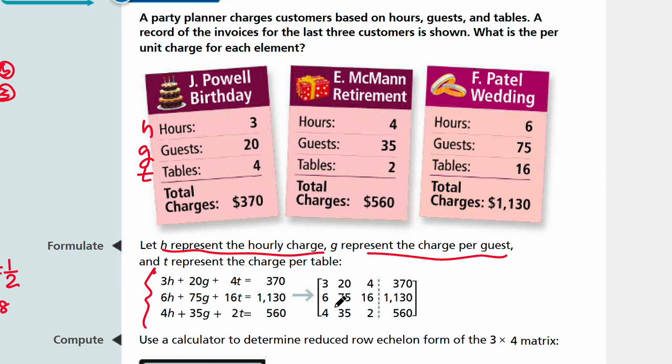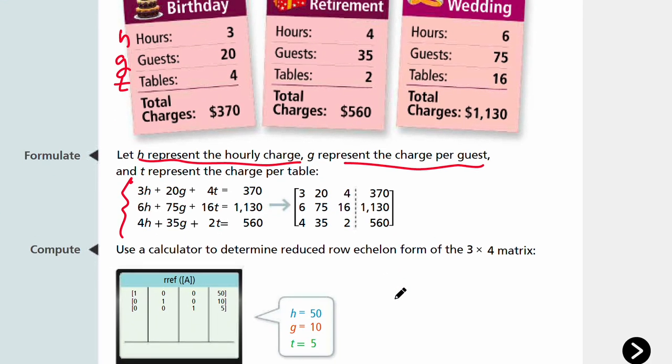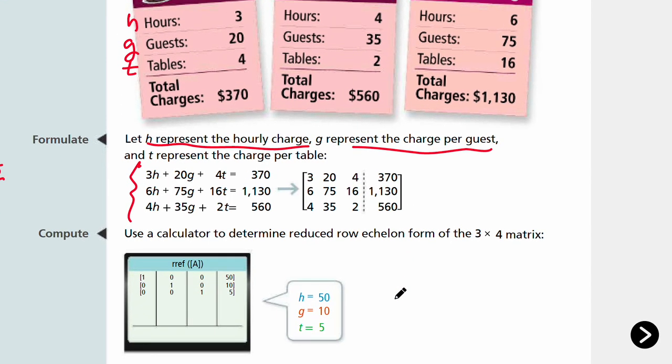We can write them into an augmented matrix form, as we have learned, and we can use a calculator to determine reduced row echelon form of the 3x4 matrix. Now, you need to know how to solve this by hand, but if you're already comfortable, feel free to use the calculator. But in the quiz, you'll be tested on how to solve the matrix by hand. So make sure you know how to do it, okay?